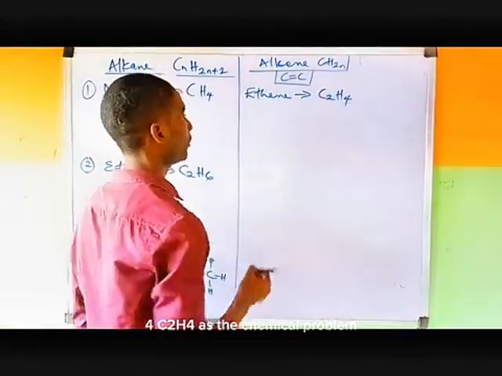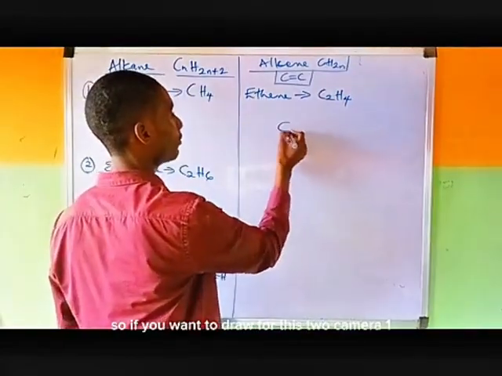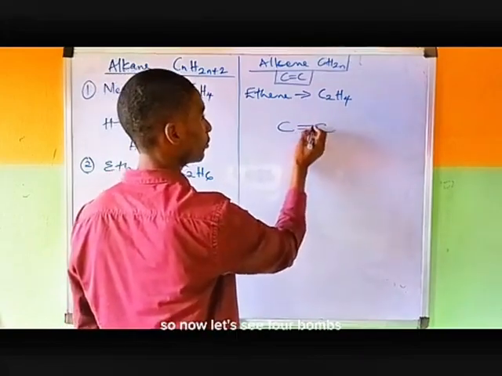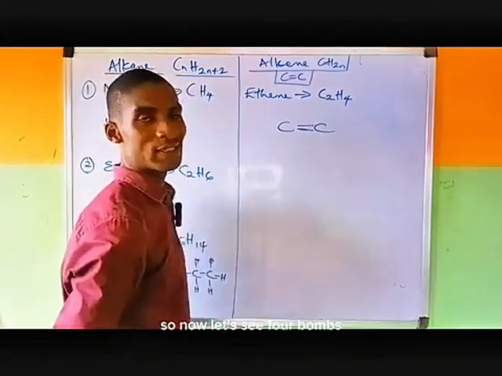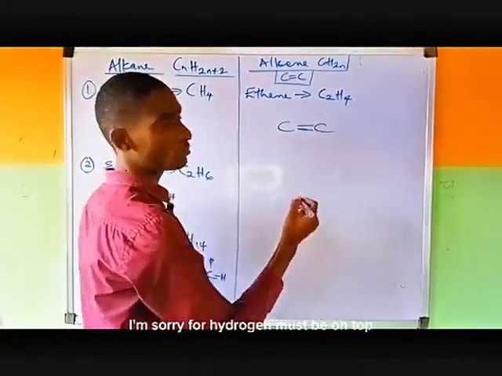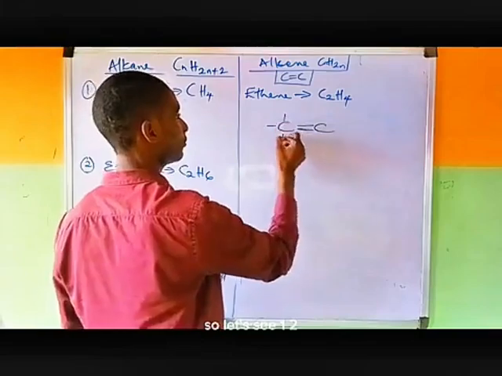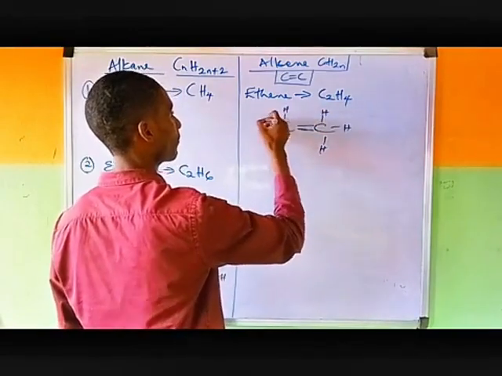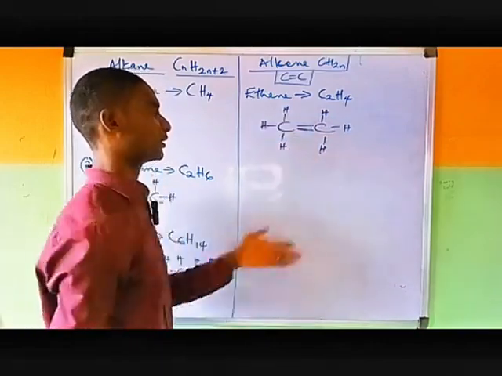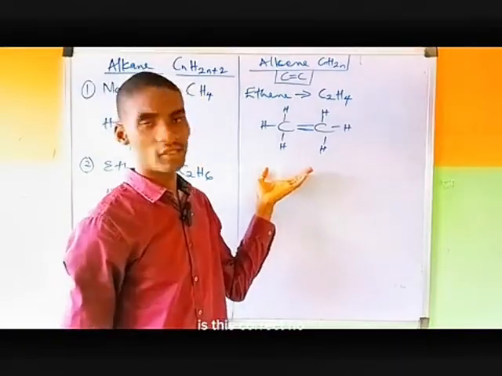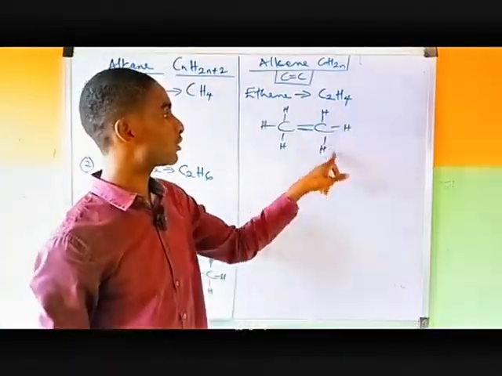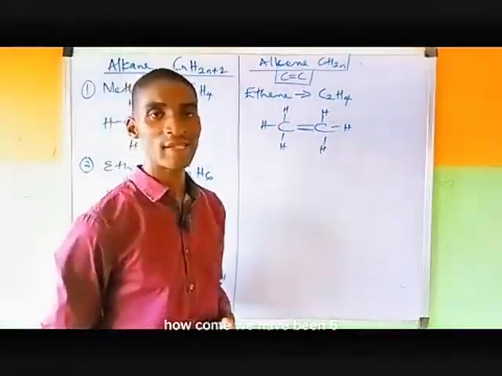That's the chemical formula. So if you want to draw this, 2 carbon, 1, 2, you remember the symbol is double. So now, 4 hydrogen must be attached. So let's see 1, 2, 1. Is this correct? No, this is not correct. Why? Because C2H4, how many hydrogen do we have? 1, 2, 3, 4, 5, 6. How come we are having 6?